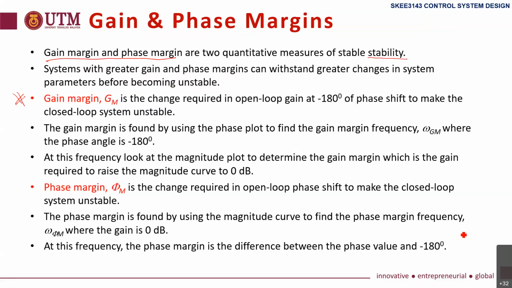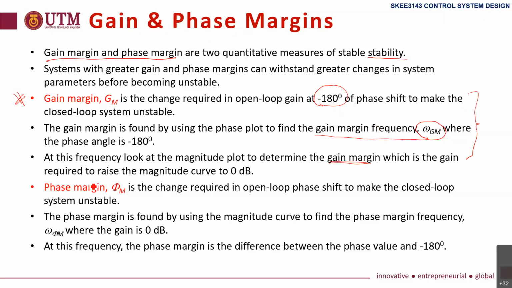So this is the definition for gain margin. Gain margin, which we normally denote by GM, is the change required in open loop gain at minus 180 degrees. Again, we look at minus 180 degrees, and we see the gain at that frequency. That frequency is called the gain margin frequency, omega GM. Omega GM is when the phase is minus 180 degrees. Then the gain margin is the gain at that point. I will show this in a diagram, which will be easier.